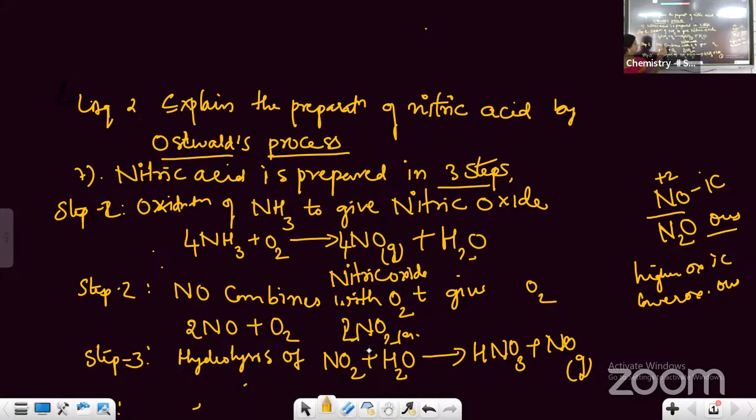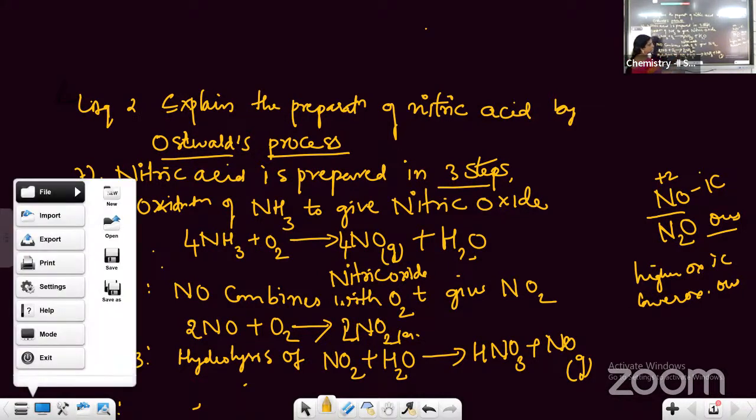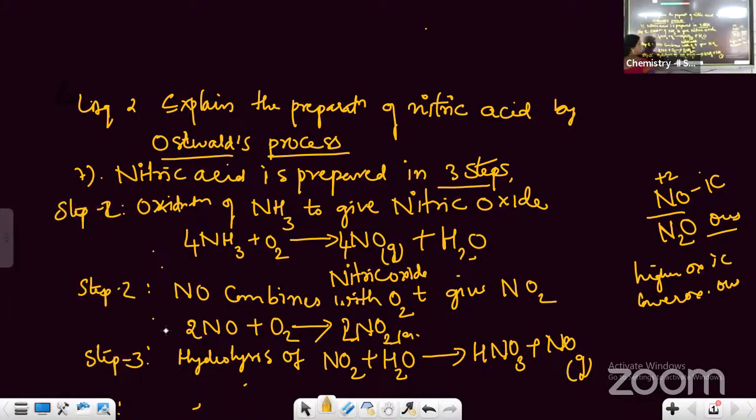Now, nitric oxide combines with O2 to give nitrogen dioxide. 2NO plus O2 gives rise to 2NO2. The next, hydrolysis of NO2 gives rise to nitric acid and NO, nitric oxide. Okay, so this is the preparation of nitric acid by Ostwald's process. Please copy down this.